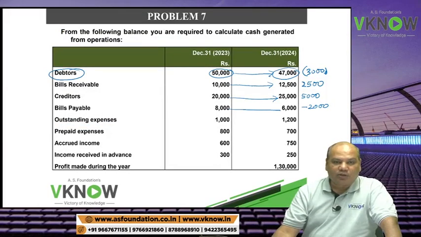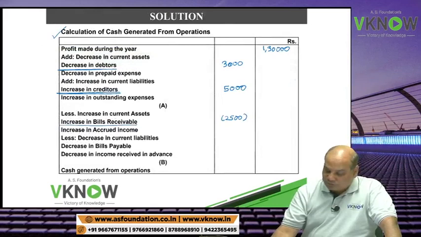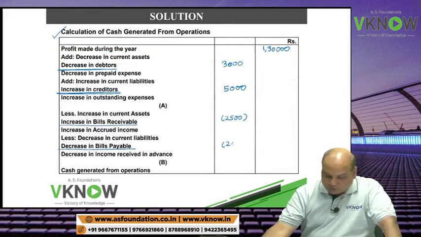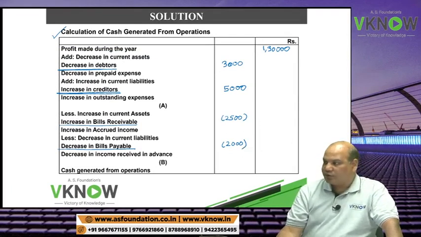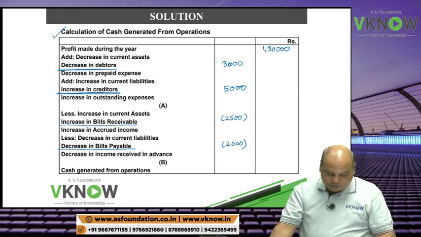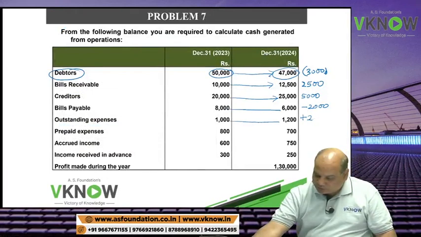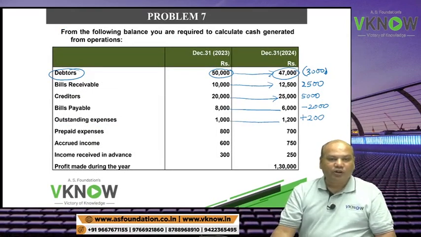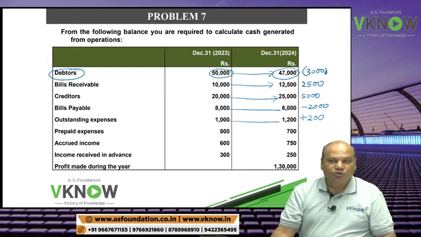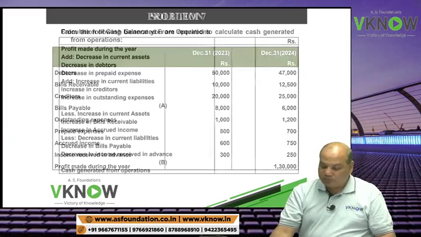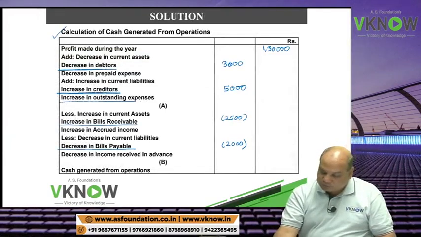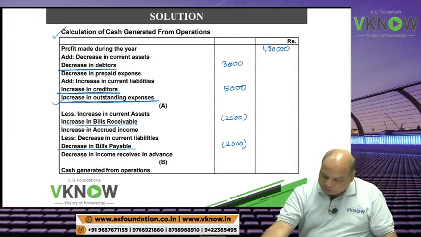Decrease in current liability, decrease in cash flow. So decrease in current liability here, decrease in bills payable. In bracket write 2,000. And next item is outstanding expense. Let me check. Outstanding expense is an increase. Outstanding expense is a current liability item. So increase in current liability is an increase in cash flow. So here, increase in outstanding expense by 200 rupees, positive.